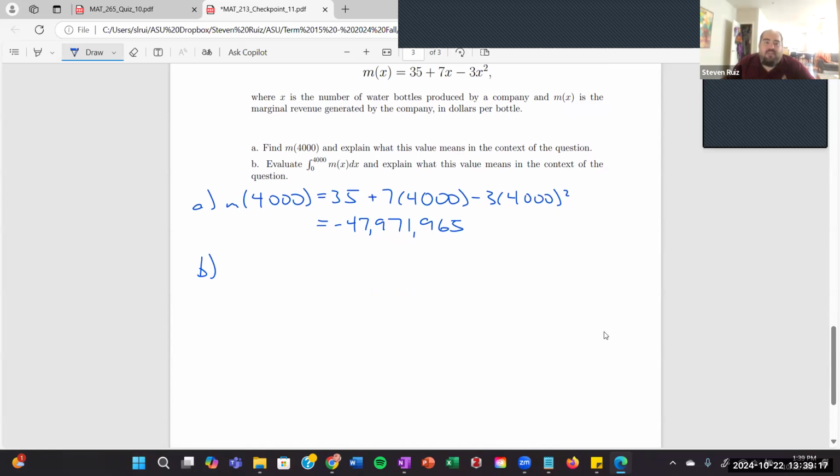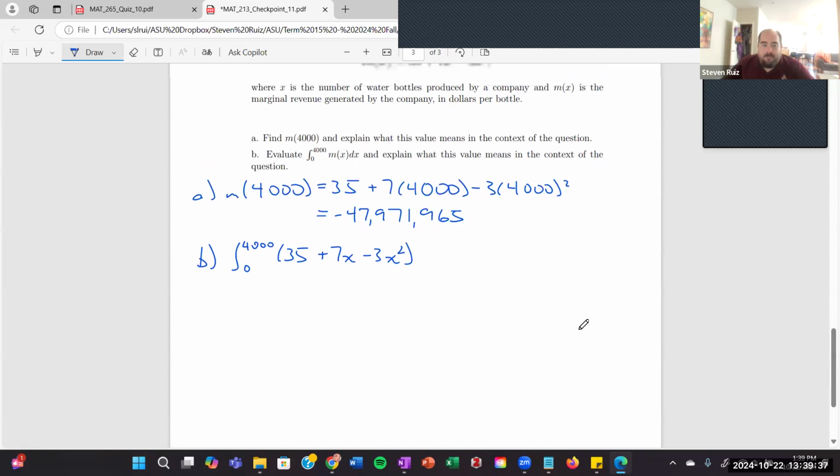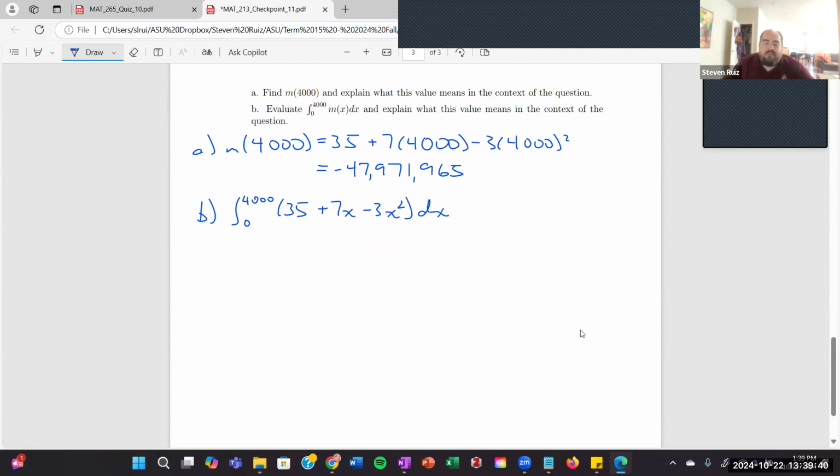So now let's find this other value. What does this mean? If I want to evaluate this function, or not this function, this integral. Okay, so we're doing an integral. So let's go ahead and get a number for that integral first. So we've got to do the antiderivative. So 35x plus 7x squared over 2 minus 3x cubed over 3, which is going to be x cubed, from 0 to 4,000.